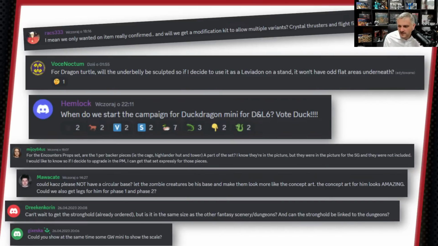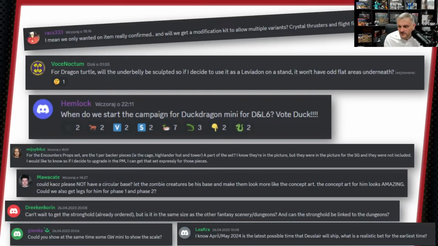Could you show, at the same time, some GW minis to show the scale? We have to be careful with that one. We are okay with some of them, but we have to be careful. We will try as much as possible to compare our miniatures to GW miniatures in terms of scale, but we have to really be careful.